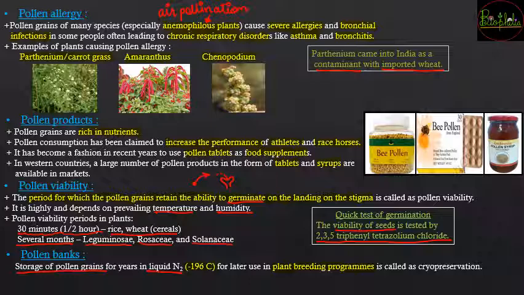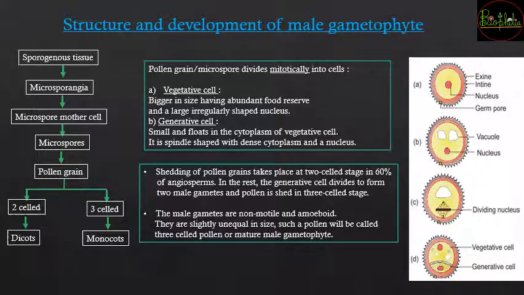This complete process of freezing the pollen grains is called cryopreservation, right? And this cryopreservation technique is majorly used in pollen banks to store the pollen grains. Now let's understand the structure and the development of the male gametophyte. So starting with the sporogenous tissue. Sporogenous tissue, when it differentiates itself, is going to form the microsporangia.